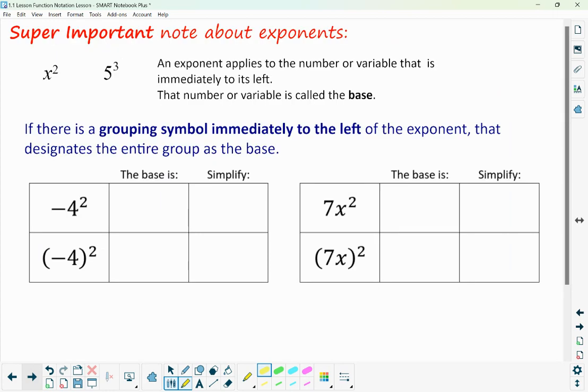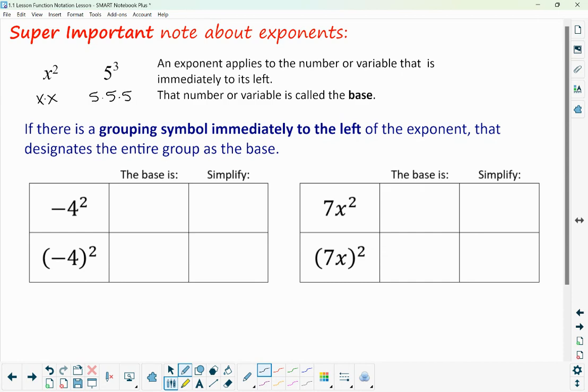Okay, super important note about exponents. Really just trying to address here some common errors that occur. An exponent applies to the number or variable that is immediately to its left, and that number is called the base. So if you have something like x squared, that means we have x multiplied by x, and the base is x. If we have 5 to the third, the base is 5, and it means we're multiplying by 5 three times. We've got 5 times 5 times 5.